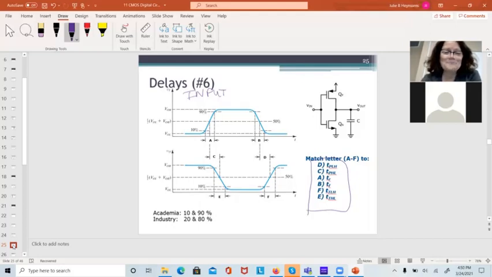Okay, on the input, we call the amount of time the signal takes to go from 10% to 90%, we kind of put those ranges on there because we want to make sure it's really changing and not noise, and make sure that it's really getting to finished, the rise time. So this A is T rise. B is on the input. We go from 90 to 10. So this is T fall.